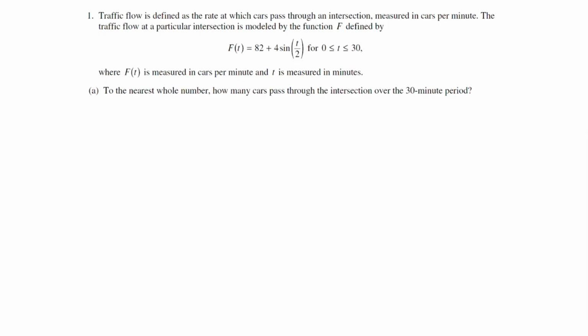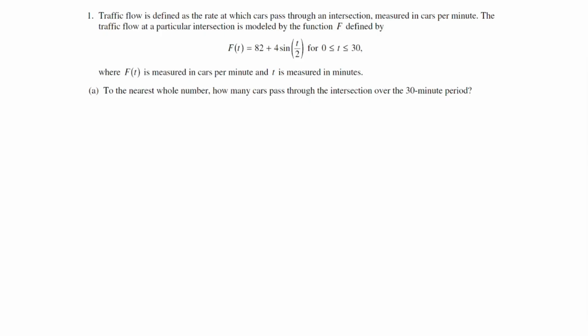All right, this is question number 1 from the 2004 AP Calculus AB exam. It's a rate FRQ, and they tell us that we have a traffic flow defined as a rate at which cars pass through an intersection in cars per minute, and they give us a rate, capital F of t, for some particular intersection. And we want to know to the nearest whole number how many cars pass through the intersection over the 30-minute period for which this function is defined.